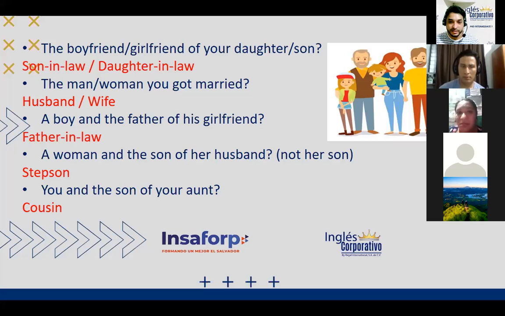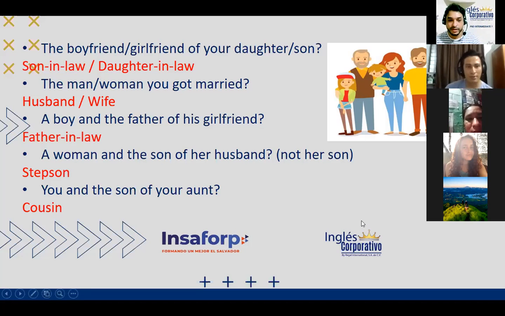Is that clear? Is this vocabulary clear, guys? Yes. Is something new for you, or you already know that? Or are there some new vocabulary that you didn't know? Maybe the step. Stepbrother, stepdaughter. Correct. Or stepsister. Okay, that is the new vocabulary.